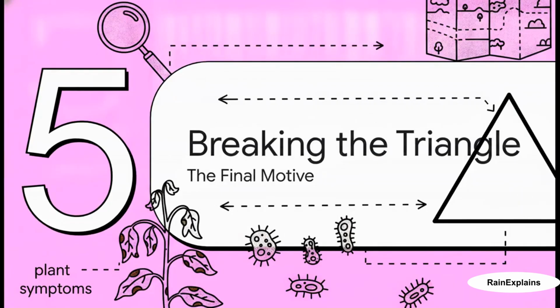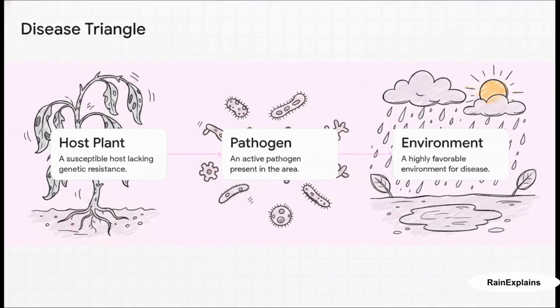Section 5. Breaking the triangle, the final motive. All right, for an infectious plant disease to truly take hold and cause severe damage, 3 specific things must exist at the exact same time. First, you need a susceptible host plant, one that maybe lacks genetic resistance or is already weakened by stress. Second, you need an active pathogen present in the area. And third, you need a highly favorable environment. Things like high humidity, prolonged leaf wetness, or poor soil drainage. If all 3 of those align perfectly, disease just explodes.